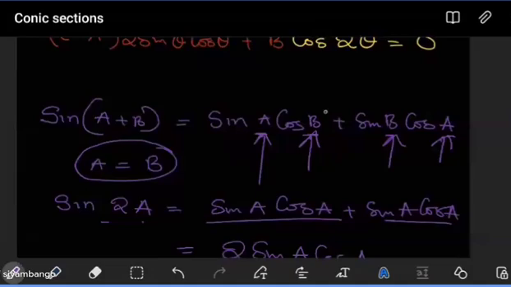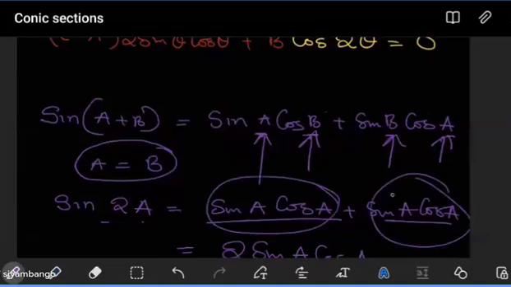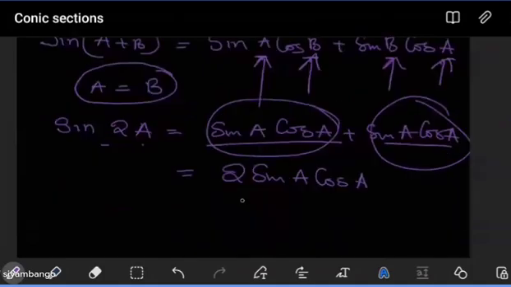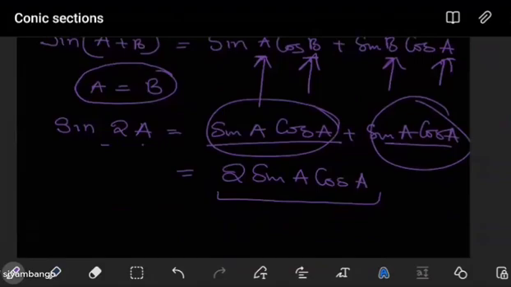But because these two terms are now the same, because the angle is the same, they can add up to just 2 sine A cos A. Are we together? No, I'm a bit lost. Where?